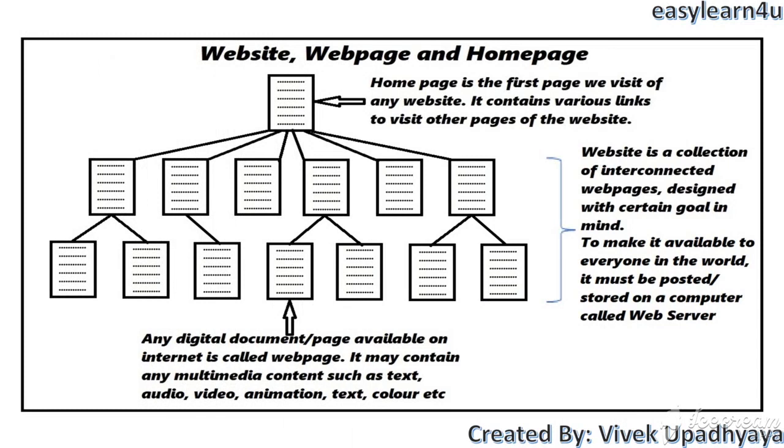The next topic is website, web page, and home page. This figure is representing the hierarchy of interconnected web pages in a website. That is how the web pages are connected with each other in a website. The topmost page represents the home page, which is the first page of any website and contains several links to visit other web pages linked with it through the system of hyperlinks.